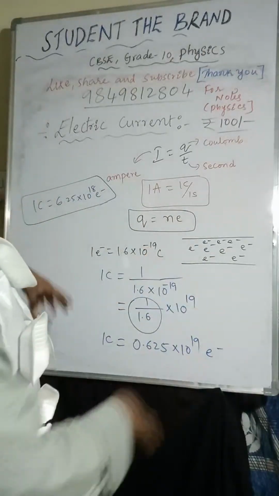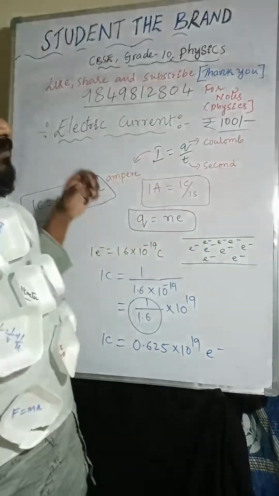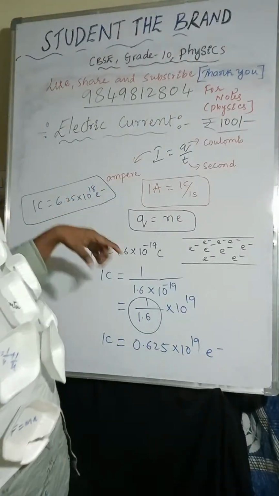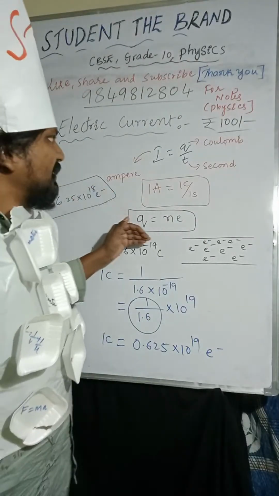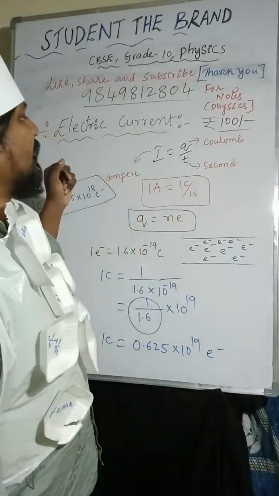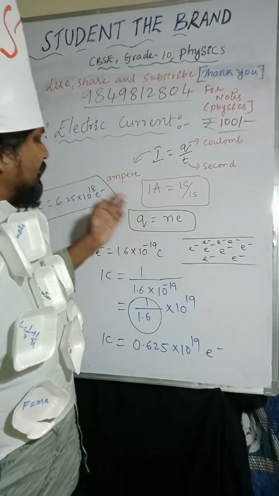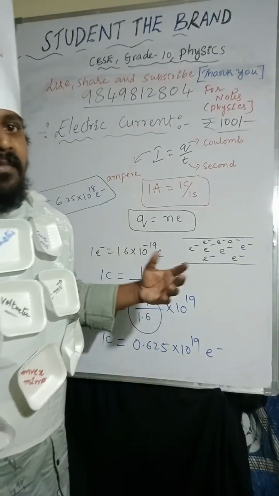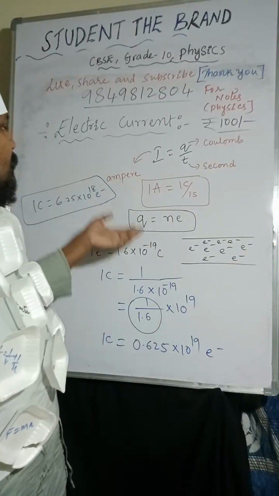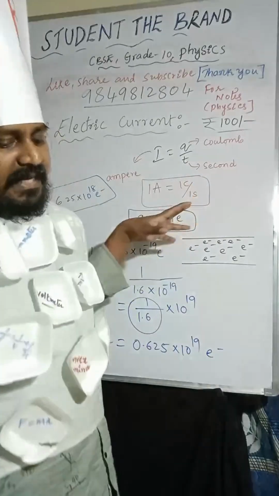This is very, very important. We can expect a 1 mark question from this. The definition of electric current, the SI unit of electric current, quantization of charge, how much charge is present on 1 electron, and how many electrons are present in 1 coulomb, this type of questions they will ask in an exam.